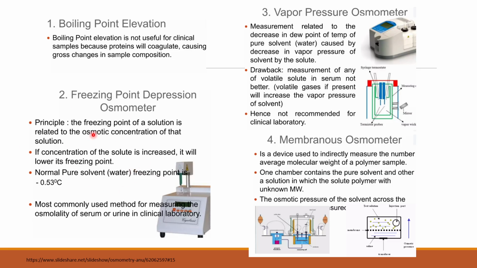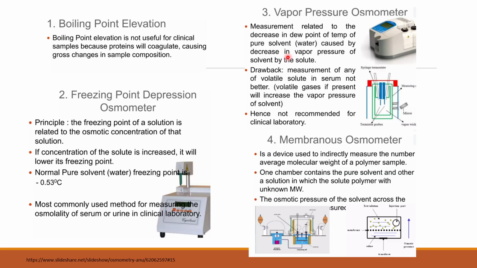And the third is the vapor pressure osmometer, where the measurement is related to the decrease in dew point temperature of the pure solvent, caused by a decrease in the vapor pressure of the solvent by the solute. This is freezing point, this is boiling point, this is dew point. Just as there was a particular temperature for freezing point, there will be a dew point temperature for a pure solvent. When there is a solute, there will be a decrease in the vapor pressure.